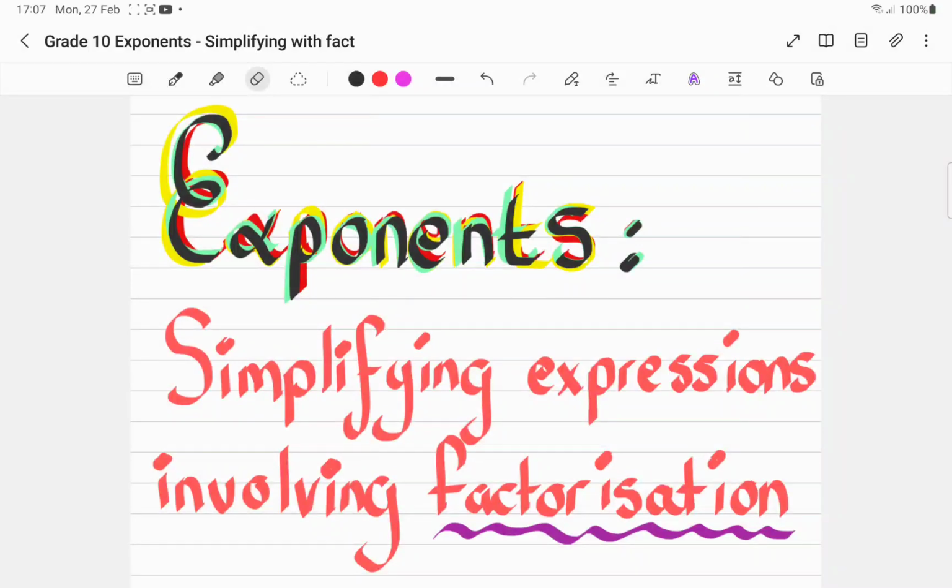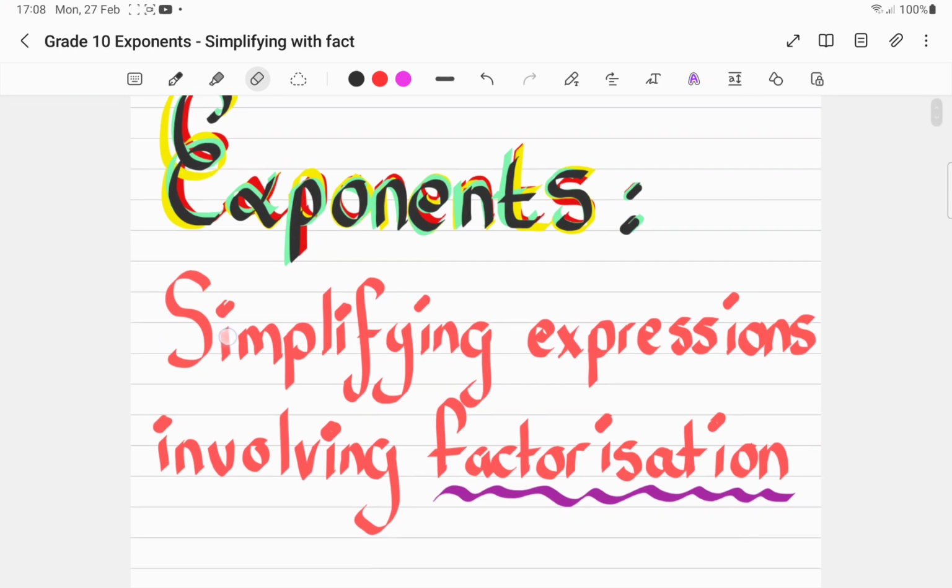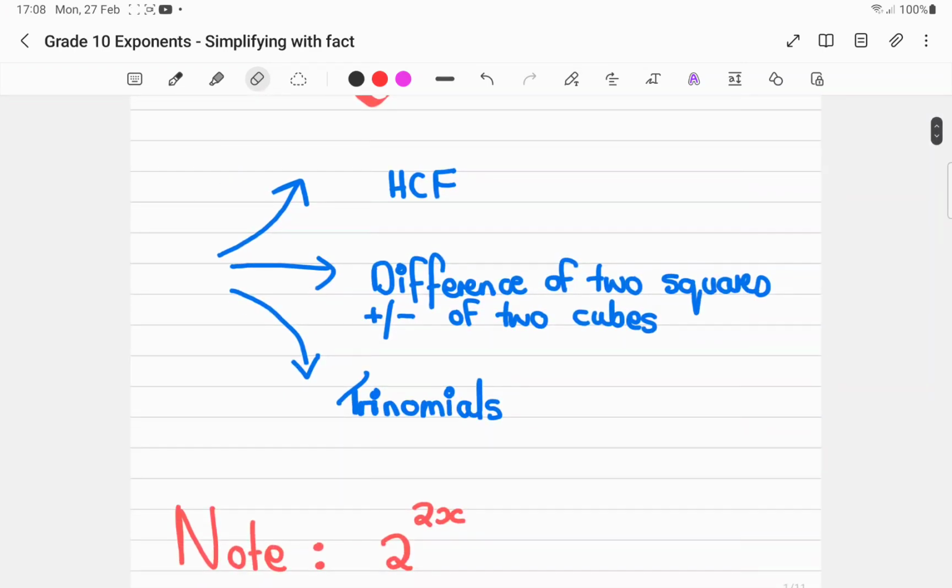Grade 10s, welcome to another video on exponents, and specifically where we are joining factorization into our exponent expressions. You'll see later with the exponential equations, we also use factorization. Like I told my kids, this factorization is going to come back for you time and time again, all the way to matric. So please just learn to factorize. It will be in your favor.